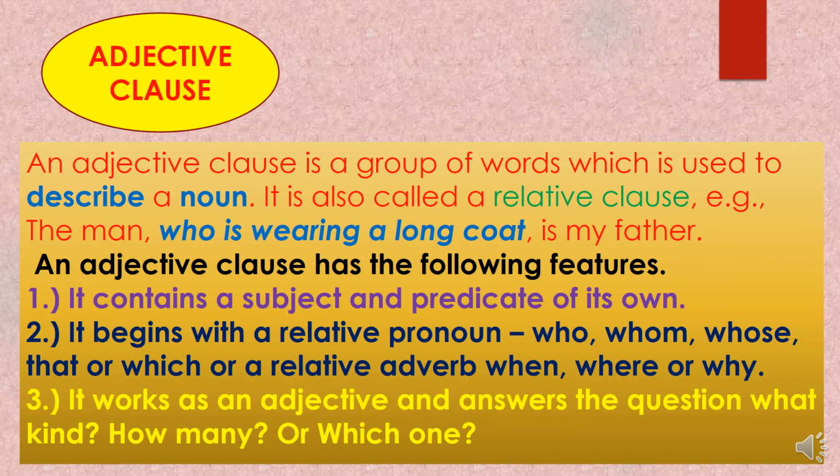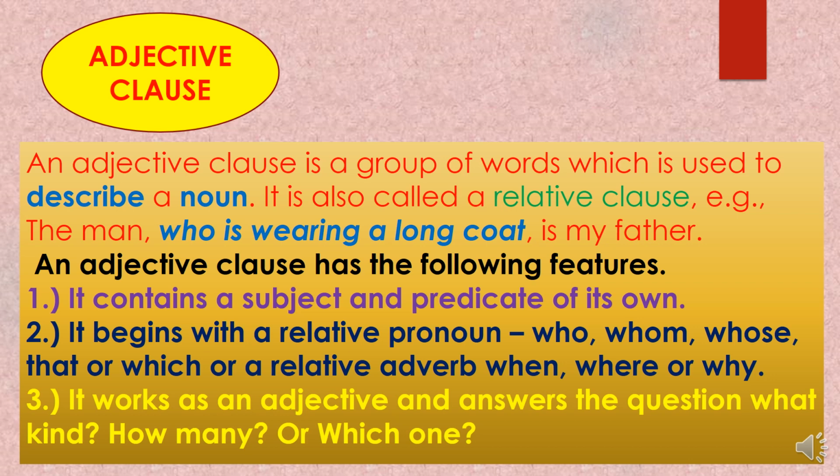Now come to the last, the adjective clause. An adjective clause is a group of words which is used to describe a noun. It is also called a relative clause. Example: the man who is wearing a long coat is my father. Wherever the clause is doing the work of an adjective, it is an adjective clause. Here we have the subject and the verb, who is wearing a long coat. Here who is the subject and wearing is the verb. So it is the adjective clause because it is doing the work of an adjective.